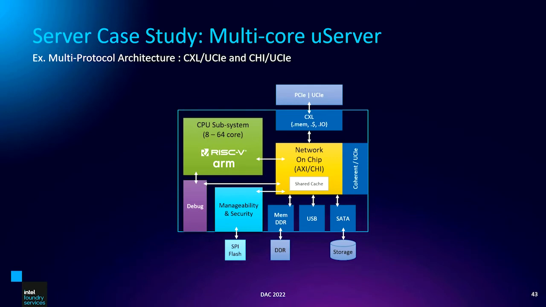But here you can see that the chassis that I talked about earlier, with a network on chip with ACE and CHI, the manageability and security, the memory architecture, the debug is all the same. So for us, this is what we call the chiplet chassis. The chiplet chassis is standardizing all of these elements together such that people can easily build different types of solutions.